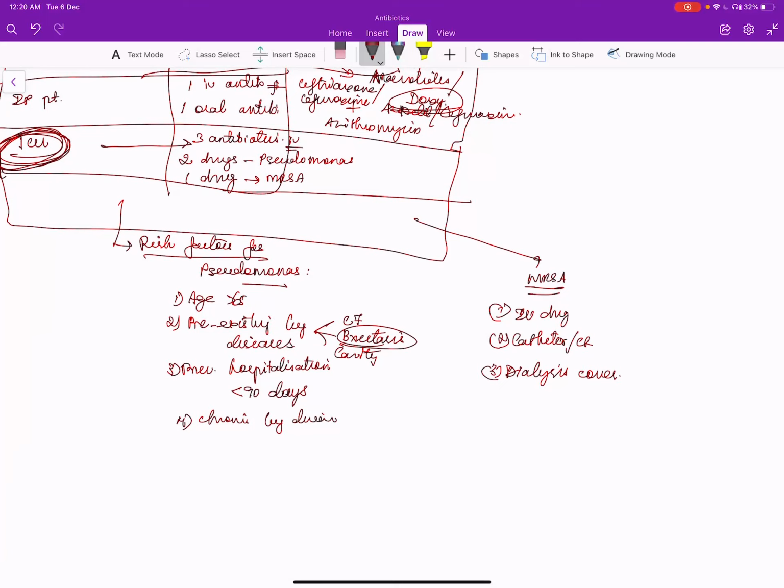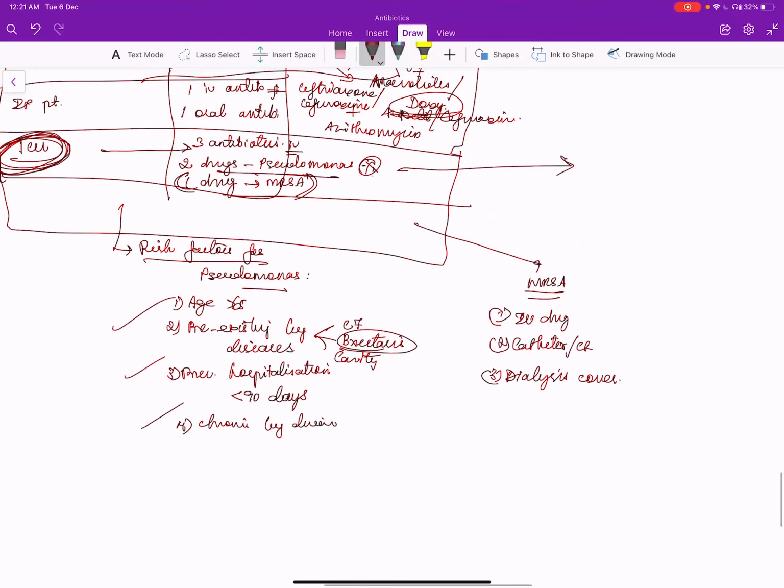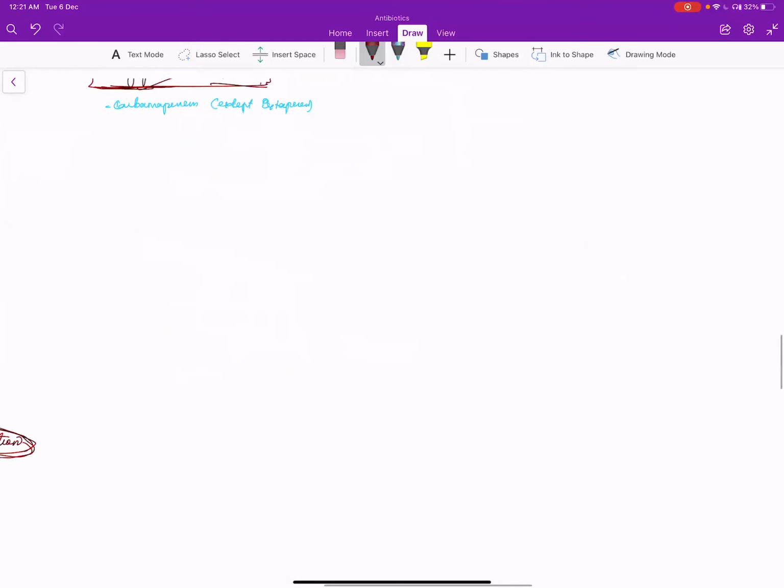So what antibiotics can you give? What they say is, 2 drugs to cover Pseudomonas is a must. The 1 drug to cover MRSA is your option. If the patient has a central line, we must give MRSA cover. If the patient has no central line but has these comorbidities, we have to give 2 anti-pseudomonal drugs. Now tell me what are the anti-pseudomonal drugs from the above list.